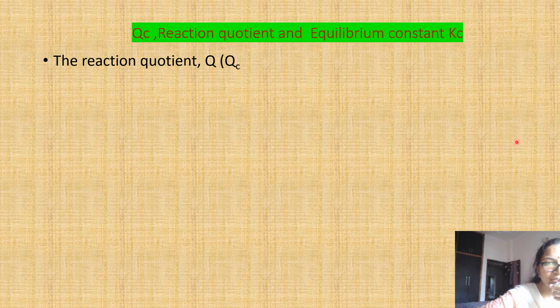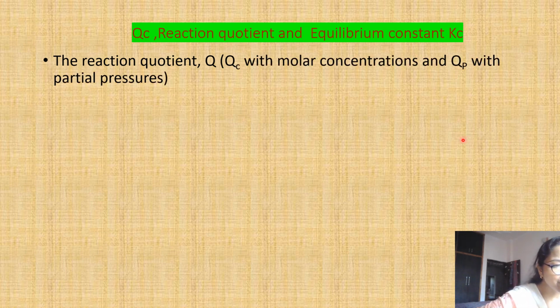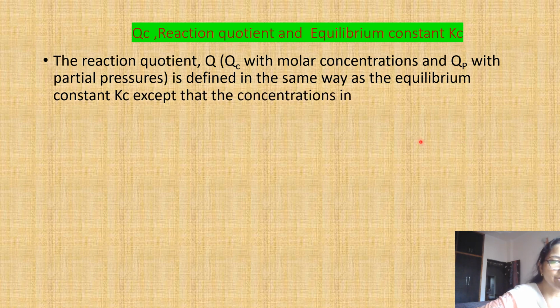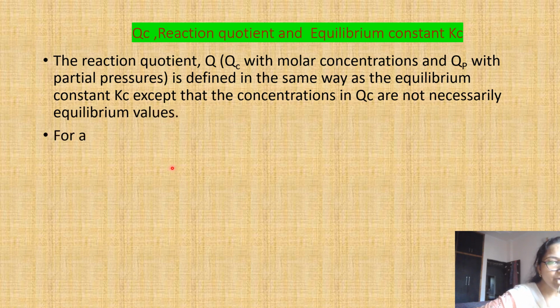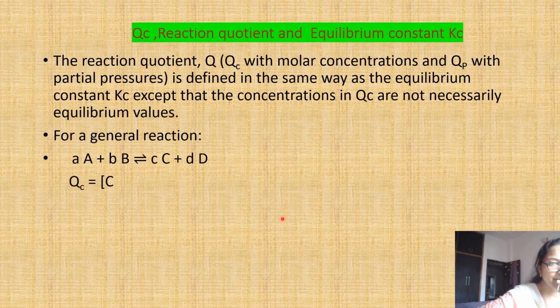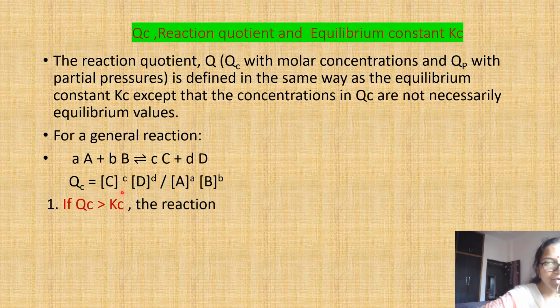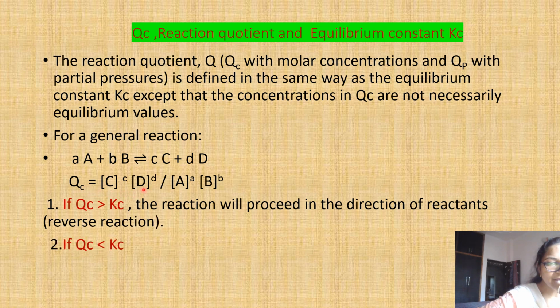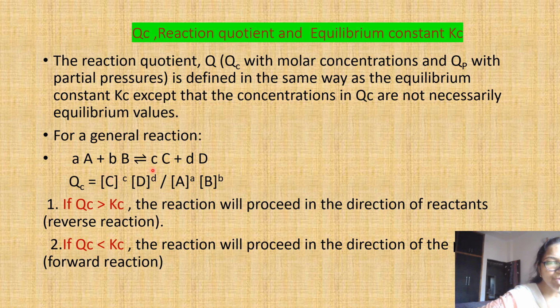Now reaction quotient. Reaction quotient is also just like equilibrium constant, except the concentrations in reaction quotient are not equilibrium concentrations. It is also equal to the ratio of concentration of products to concentration of reactants, and the concentration of products and reactants are not equilibrium concentrations. Now two cases arise. What are those? If reaction quotient is greater than equilibrium constant, it means the concentration of products are more. It means the reaction should go in the backward direction to make the equilibrium concentrations of C and D.